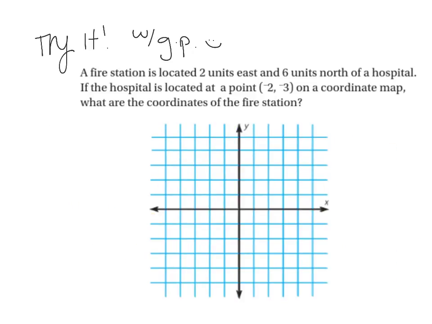All right, your last problem. A fire station is located 2 units east and 6 units north of the hospital. If the hospital is at point (-2, -3), what are the coordinates of the fire station? So go ahead and solve that.